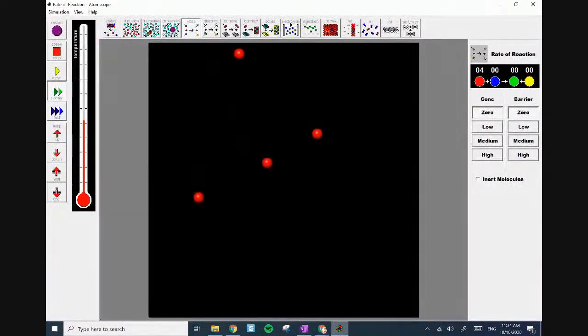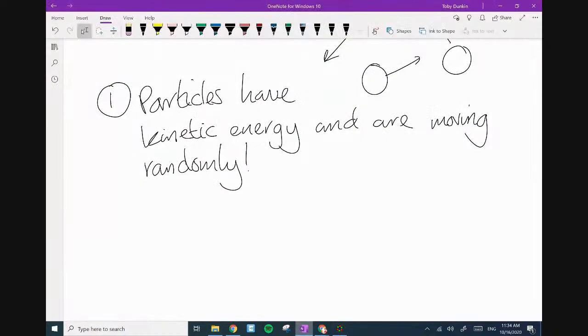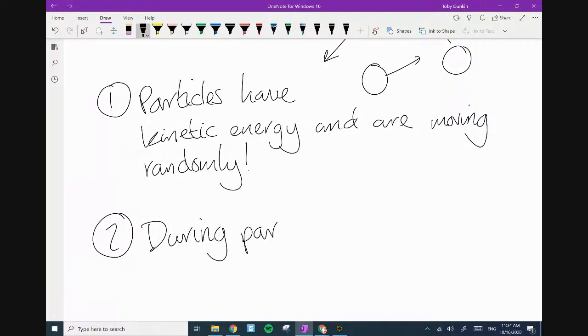The next thing is, what happens in terms of that energy when particles collide? When particles collide, what do you notice happens in terms of the particle's energy? So what's happening here is that during a collision, energy can be transferred. In fact, energy is transferred. So number two, during particle collisions, energy is transferred.